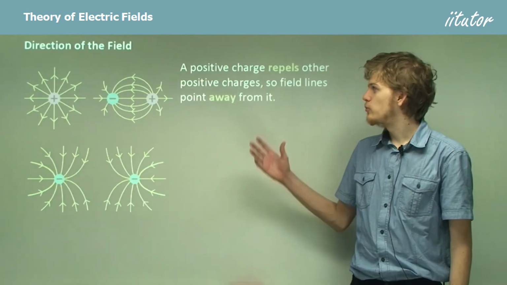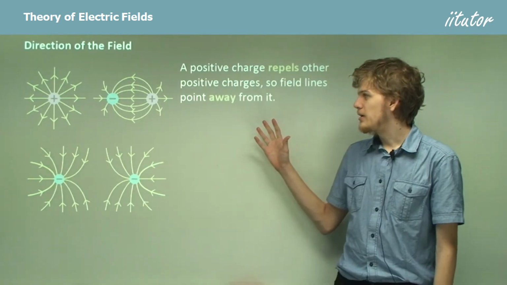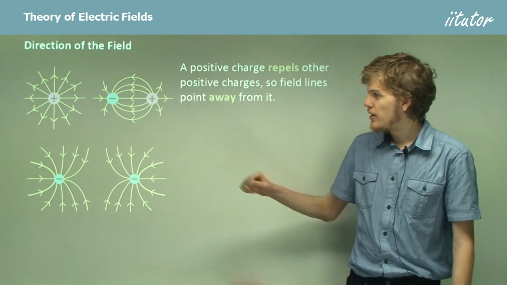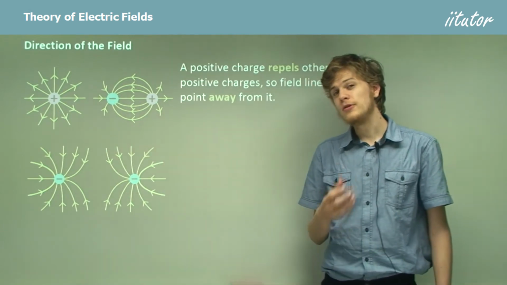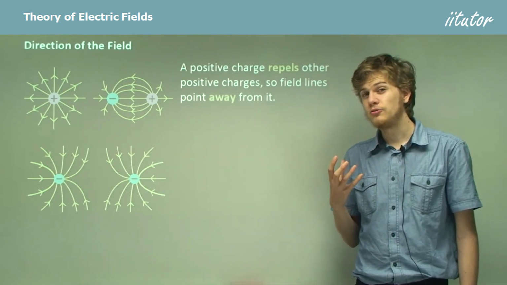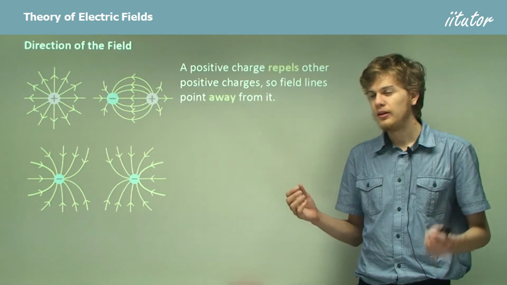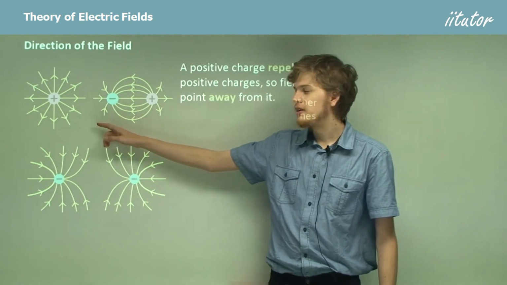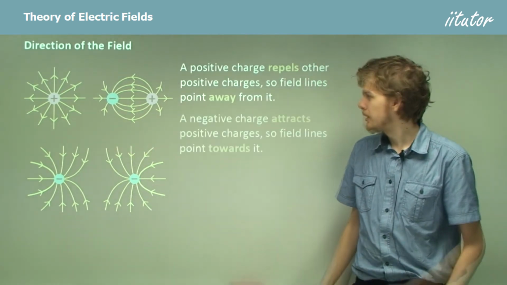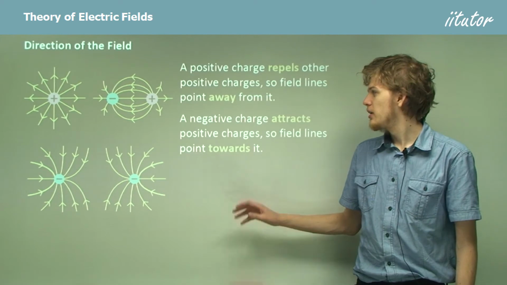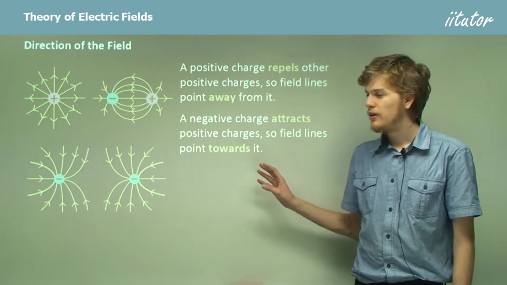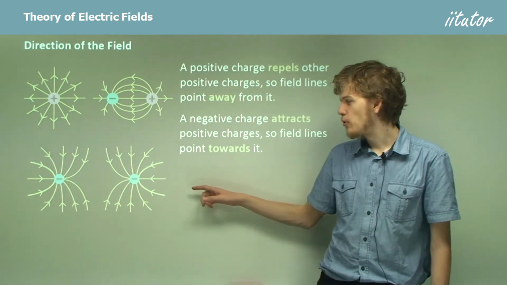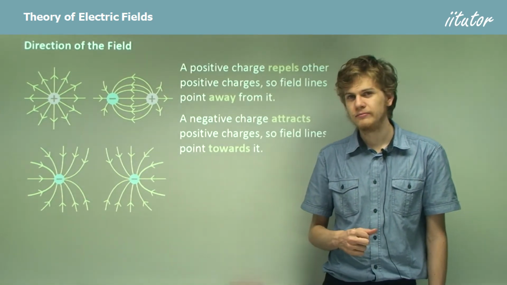Now, a positive charge repels positive charges. That means that the field lines near a positive charge point away from the charge. We can see that in this diagram over here. We have a positive charge in the center, and the electric field lines point away from it. If we put a positive charge near the first one, it will move in the direction indicated by the field lines. Now, a negative charge does quite the opposite. It attracts positive charges, which means that if ever we look at the field lines around a negative charge, they will always be pointing towards that charge, right?